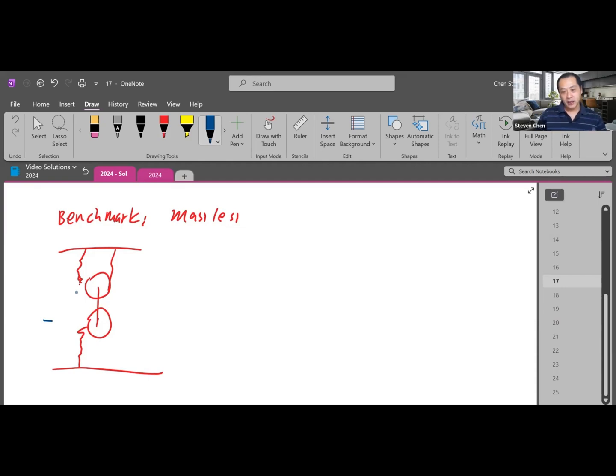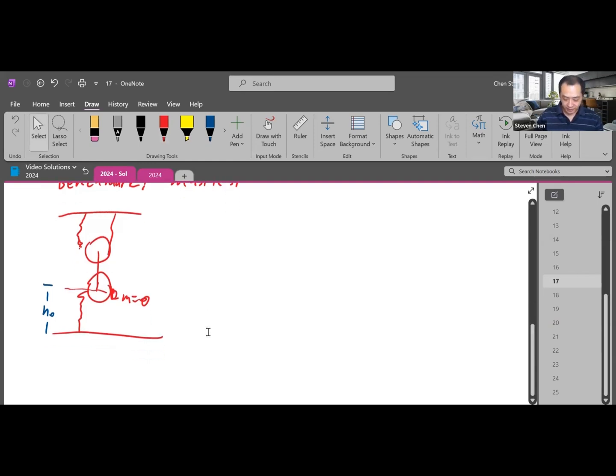So let me define the height from the ground to the center of the lower pulley to be h0, okay? And let me assume that in equilibrium, on the right-hand side, here it is hanging with the mass, right? So in the benchmark, it is equal to 0. So let me assume that its initial position is at the same height as the center of the lower pulley, okay? I define the benchmark position in such a way because later we need to use h0, okay? All right.